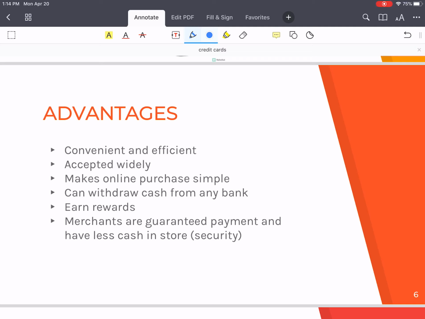You can withdraw cash from every bank. A lot of debit cards permit that too, but charge you a significant fee. Anyway, credit cards often have some sort of incentive program, so you can earn some sort of reward for using your card and paying back your balances quickly.